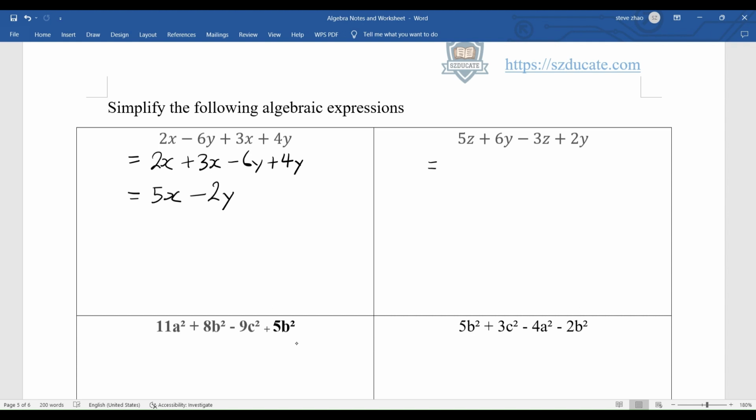Next, 5z plus 6y minus 3z plus 2y. Same thing, we group the like terms together. 5z minus 3z, these are like terms. Then the other two are like terms, so plus 6y plus 2y. 5z minus 3z is 2z. Very nice. 6 plus 2, easy, so 8y. This one is not much of a challenge. Let's continue.